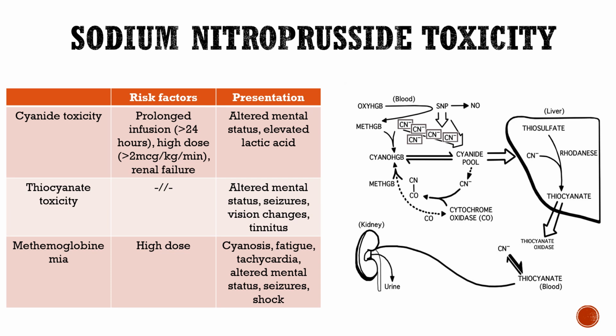On this slide, we discuss sodium nitroprusside toxicity. On the table, you see that it can lead to cyanide and thiocyanate toxicity, and methemoglobinemia. Please take a look at the risk factors and presentation. And on the right part of the screen, you have a pictorial showing the chemical pathways and mechanisms of sodium nitroprusside toxicity. Let's take a time to review this picture.